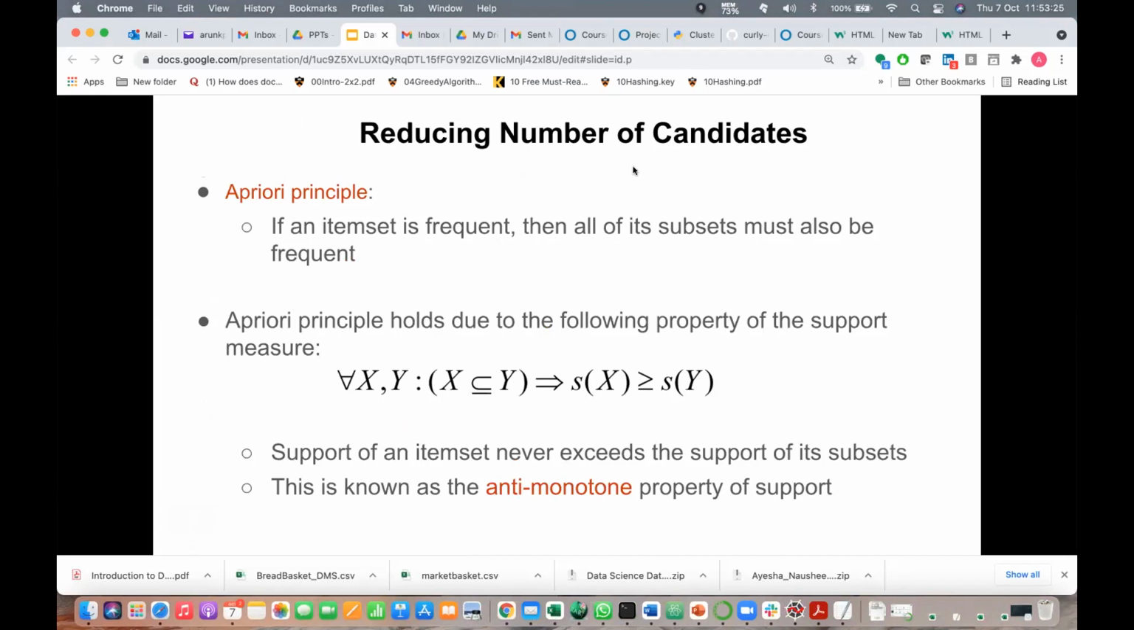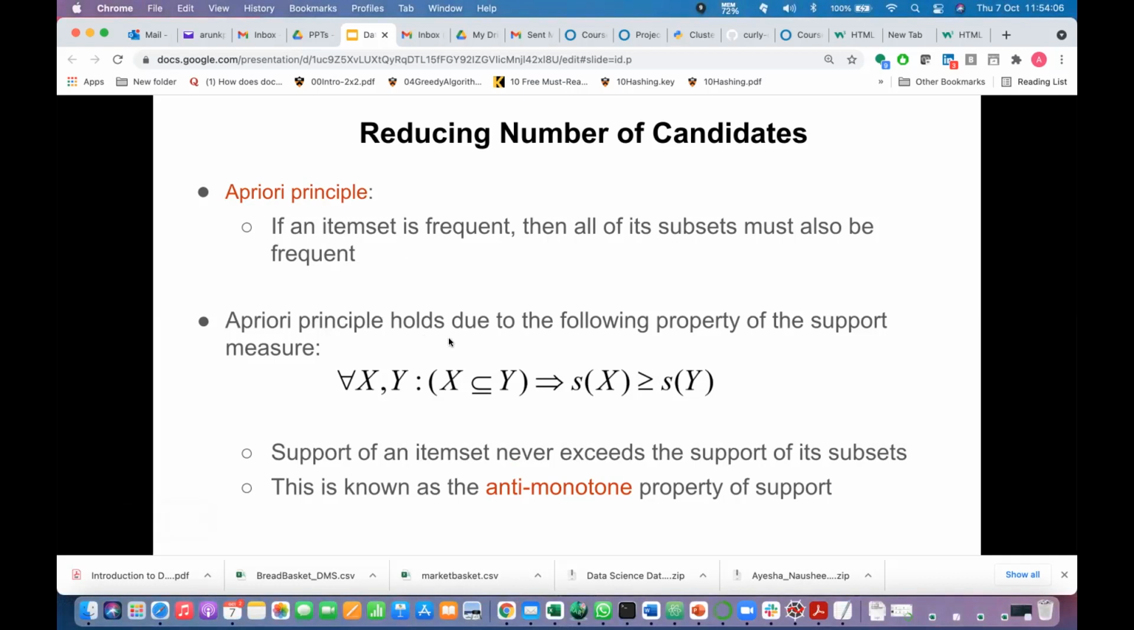Now, reducing the number of candidates, there is a principle, the Apriori principle. We will use this concept to reduce the number of candidates. What this concept says: if an item set is frequent, then all of its subsets must also be frequent. This is what we just discussed. Because it is supporting 3 elements together, all those transactions also support any subset of that. So whenever a k item set is frequent, all its k minus 1 subsets, k minus 2 subsets will also be frequent.